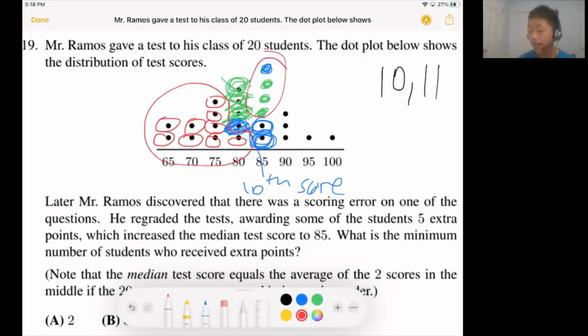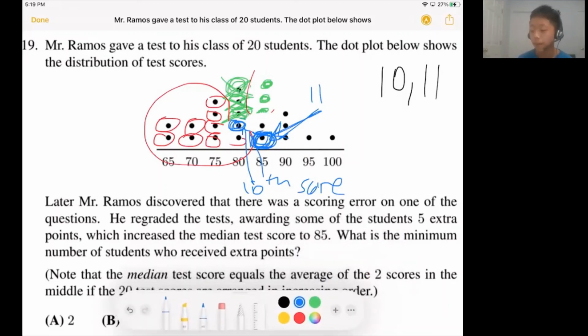The reason is that if you only added 3 scores, if you did not move this guy, and you just stopped here, then the 10th score would be this guy and the 11th score would be this guy. So then the average would be 82.5, which is not 85, which is why you need a minimum of 4 students get bumped up 5 extra points. So that's why the answer would be C, which is 4.